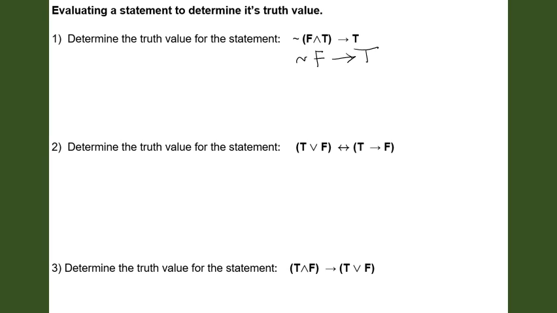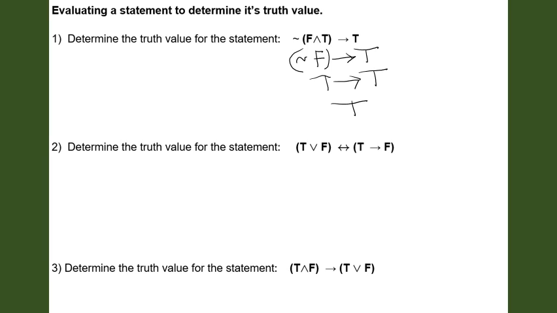Alright, now on the left-hand side, I have to do the negation, right? Because remember, this arrow separates the left side from the right side. So the negation of a false is true. The if then is false only when a T gives an F. That's not the case here, so that's a true statement. Moving on to number 2.